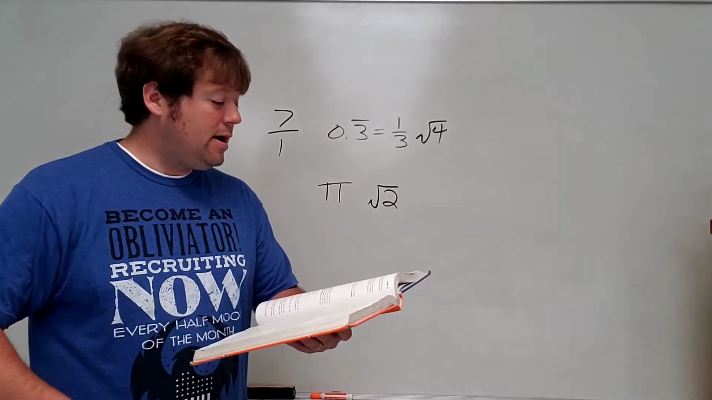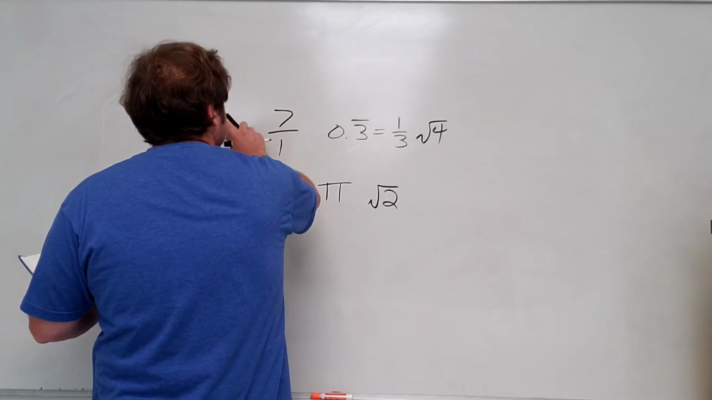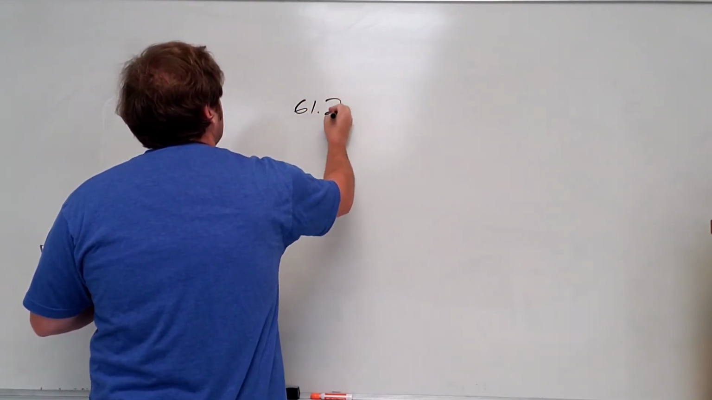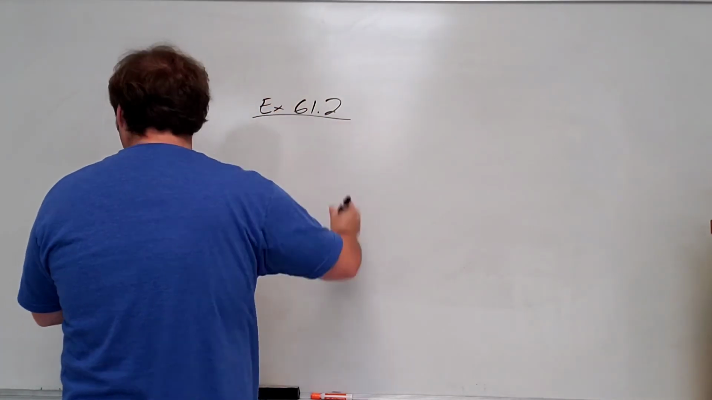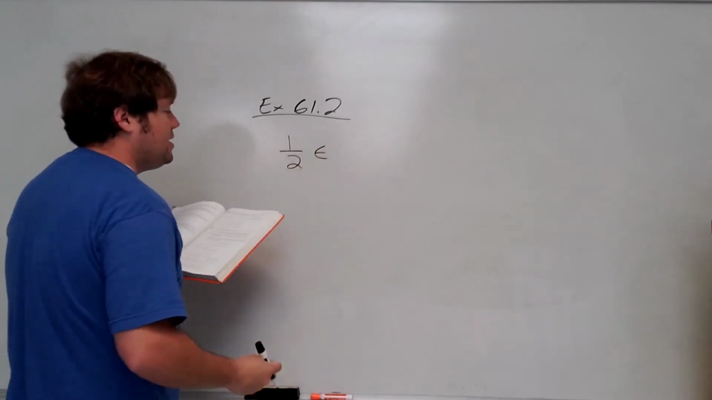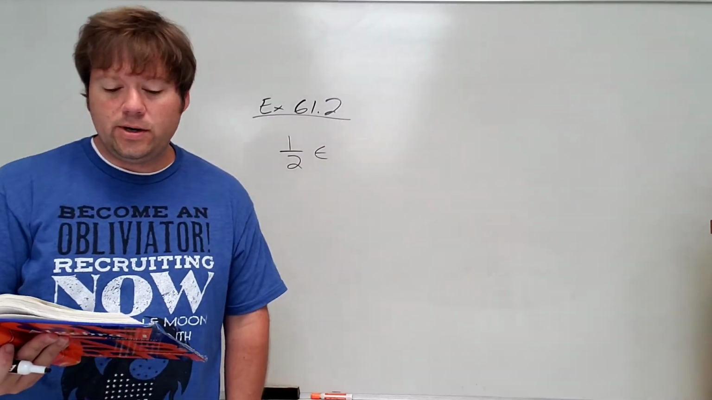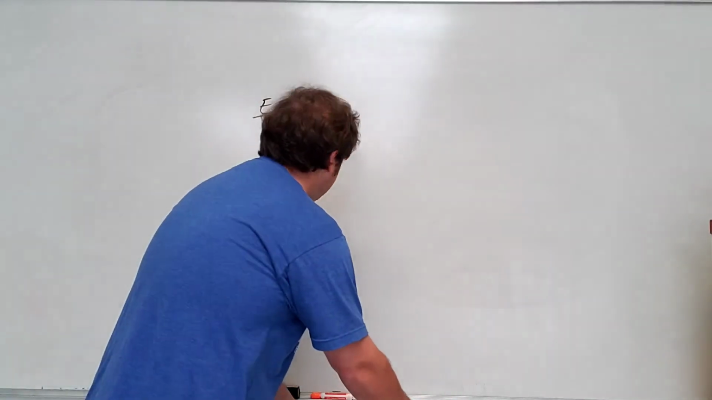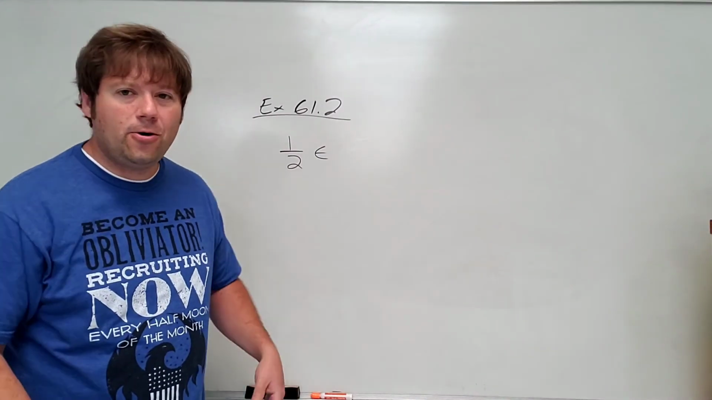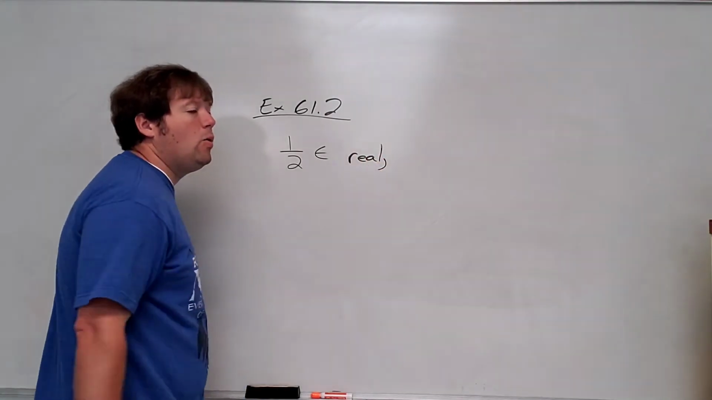Okay, very quickly, on page 250, we'll look at a couple more examples, and then we'll be done with this. On example 61.2, they ask us, 1/2 is a member, that's what that little symbol means, is a member of what subsets of real numbers? All right, well, it's not much, because remember, everything is a real number, so no matter what, it's always going to be in a set of real numbers, so that will always be 1.